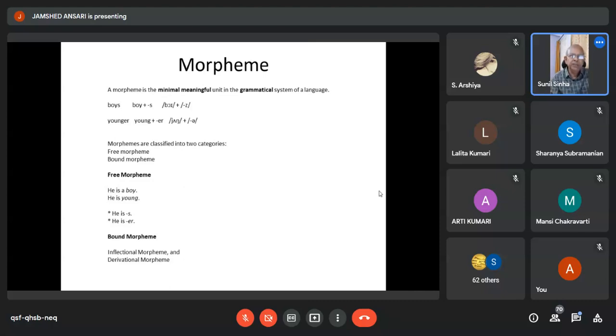You can't just take two or three sounds and put them together and get a word. Like m, m and p. What word can you get out of these three sounds? Nothing. Now, morpheme relates to words. That is, each word can be a single morpheme or a combination of morphemes.